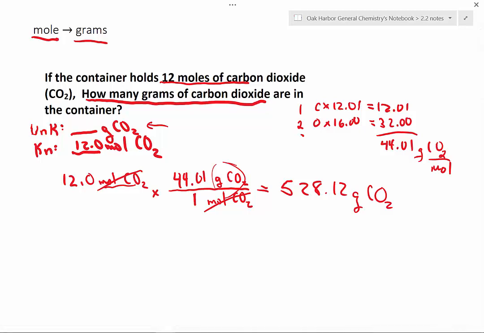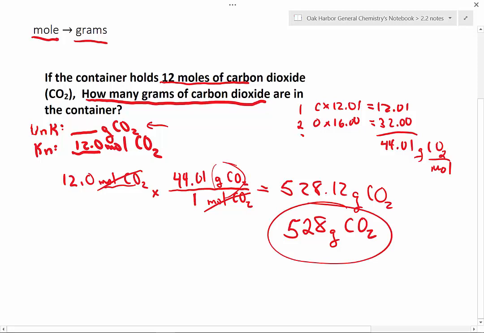We might round this to, say, 3 sig figs if we're worrying about sig figs. So that would be something like 528 grams of CO2. And that's how you change moles of a substance to grams of that substance.